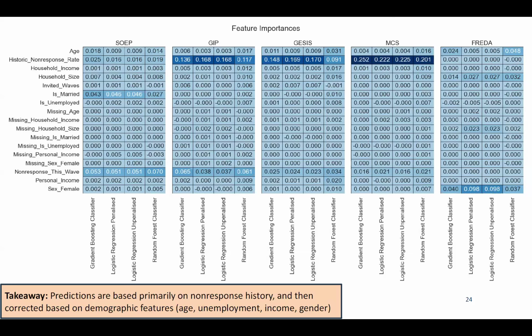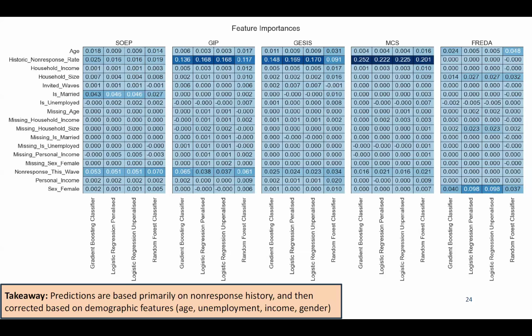But for the models that were successful, non-response history is very important, both the historic average and non-response in the current wave, given that I'm trying to predict non-response in the next wave. But that isn't all you need to make great predictions. The demographic features also help, and the most consistently helpful one is age.